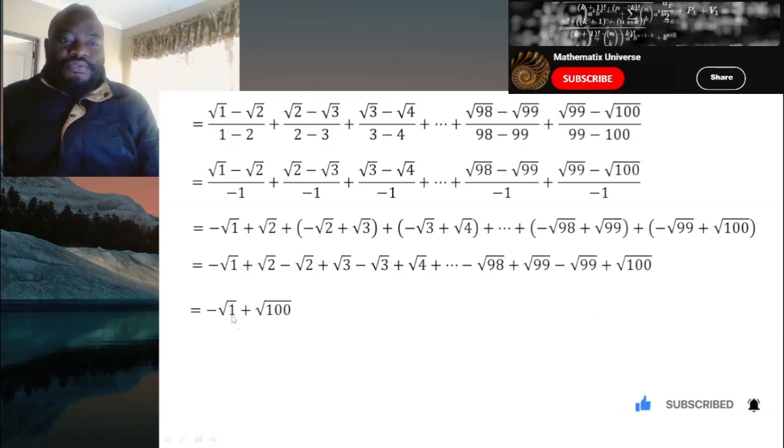Then now we know what the square root of 1 is. So that's negative 1. And this one, the square root of 100, is 10. Then finally, negative 1 plus 10 gives us 9. So that's how it ends.